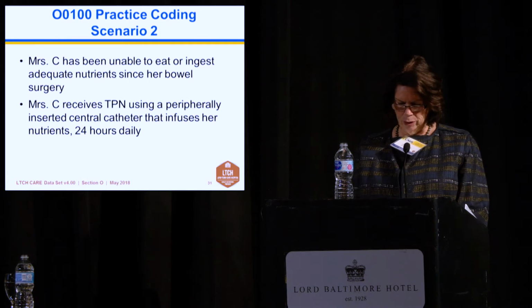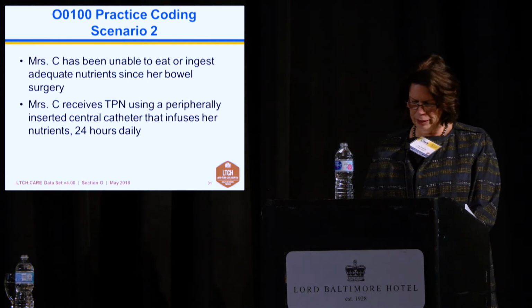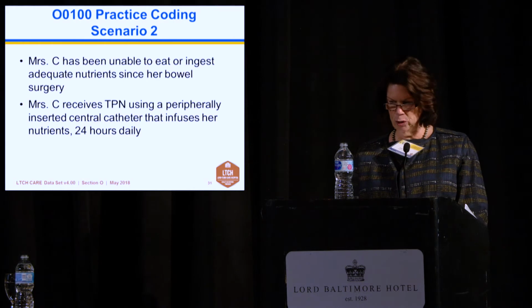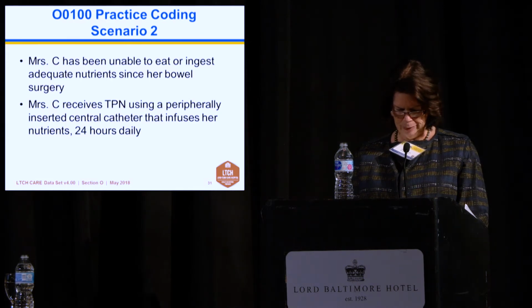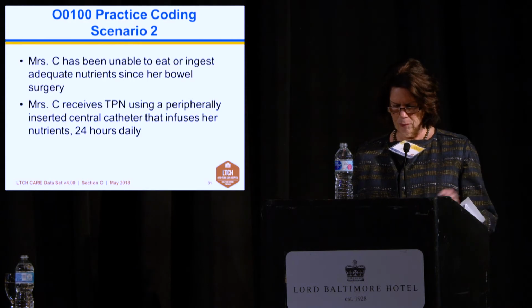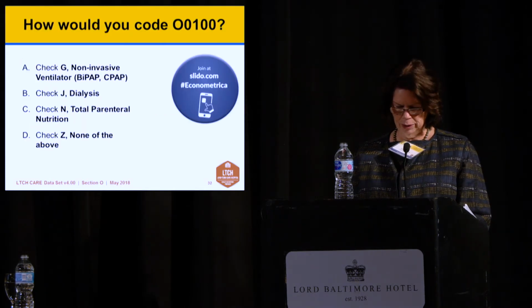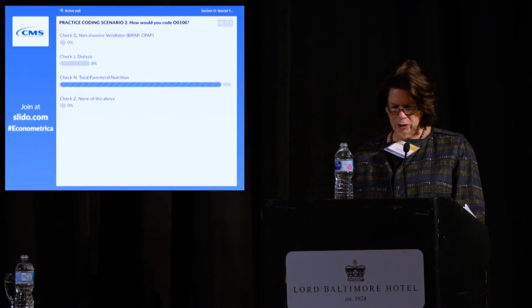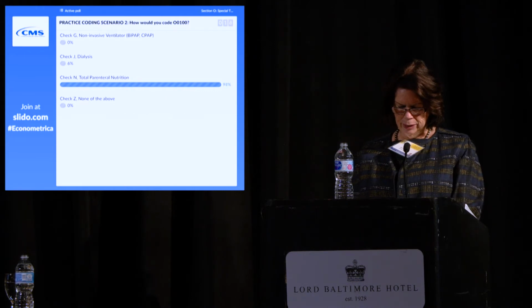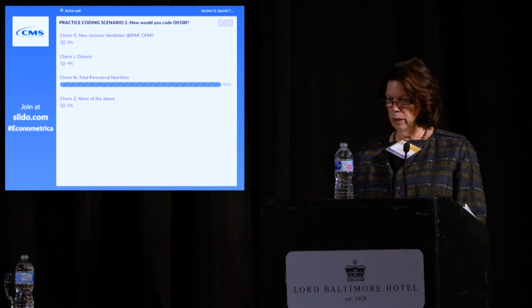In the next scenario, Mrs. C has been unable to eat or ingest adequate nutrients since her bowel surgery. Mrs. C receives TPN using a peripherally inserted central catheter that infuses her nutrients 24 hours a day. How would you code O0100 in this scenario? Would it be A, check G, non-invasive ventilator, B, check J, dialysis, C, check N, total parenteral nutrition, or D, check Z, none of the above?